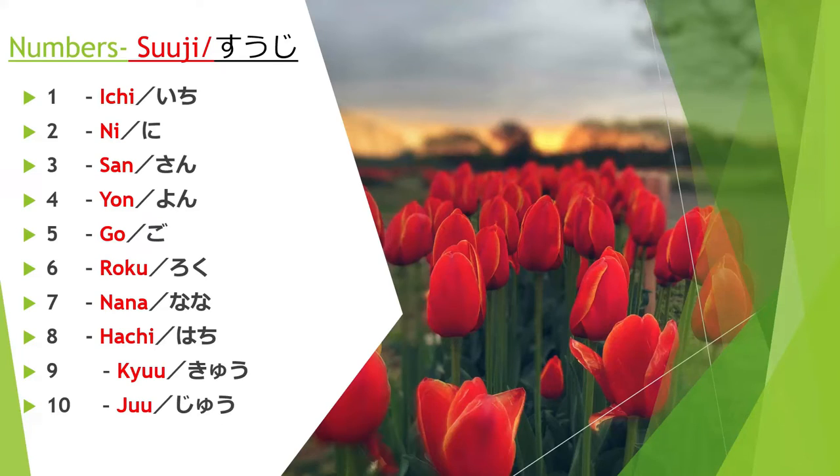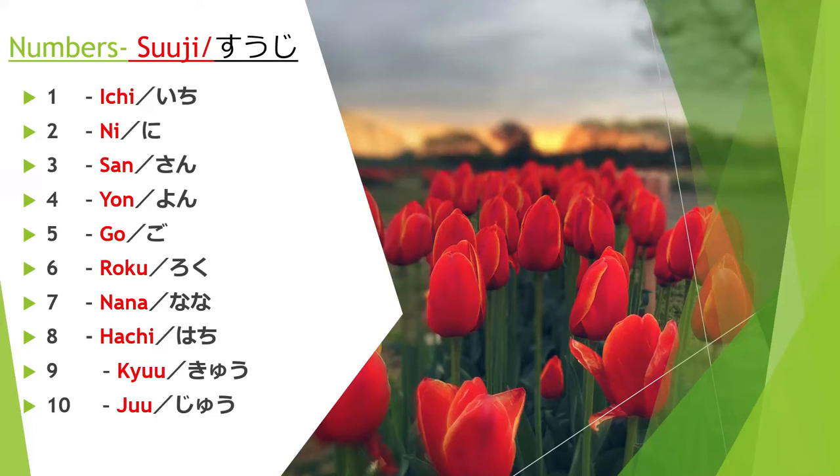So what do you call for one? One is ichi. Two is ni. Three is san. Four is yon. Five is go. Six is roku. Seven is nana. Eight is hachi, nine is kyu, ten is ju.